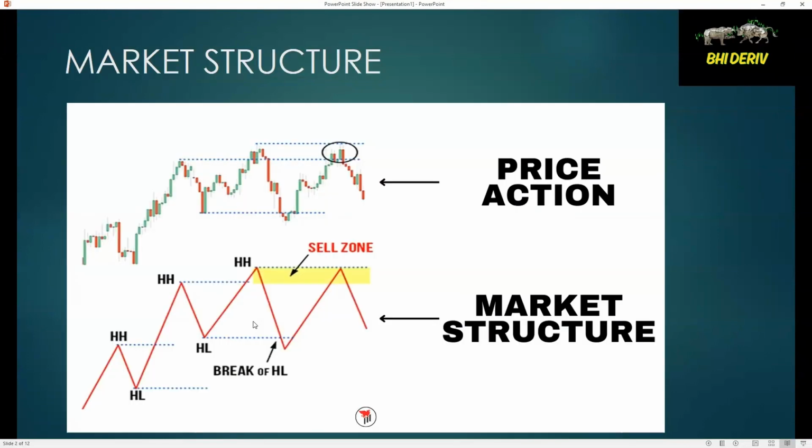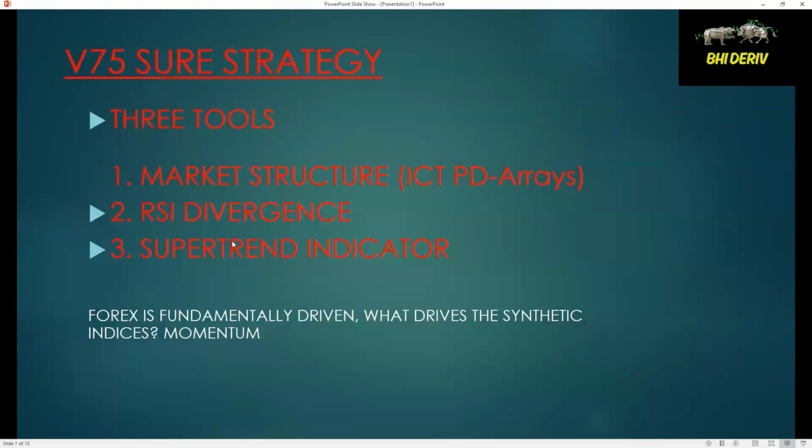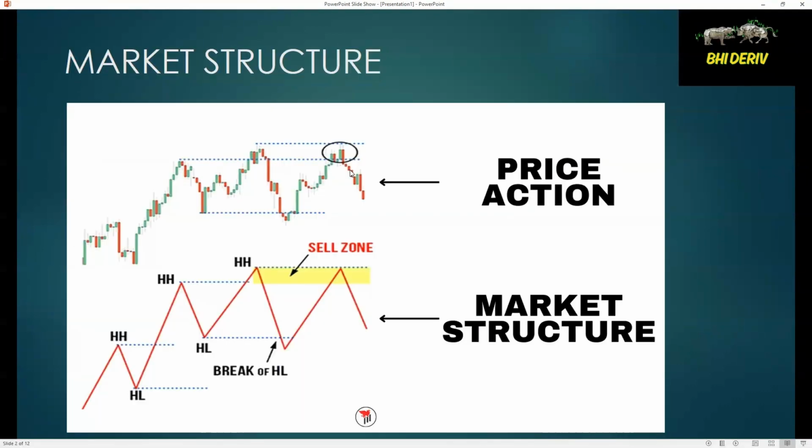So the first thing we'll be looking at is market structure. If you look at number one here, we have market structure. So what is market structure? Market structure is just how the market is designed to move from one point to the other. It's not just going to say, okay, today the market wants to sell, and then it just goes all the way down without any form of retracement or anything.